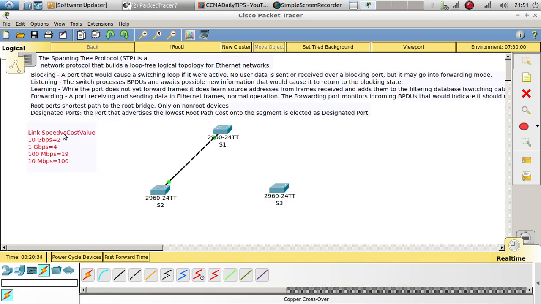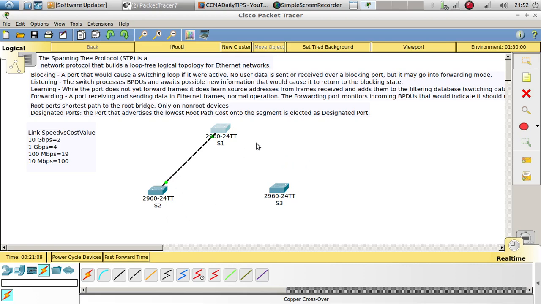And also, let's say that switch 1 is the root bridge. Then this one over here, switch 2, has to come up with the root ports and the designated ports. The root port is the shortest path to the root bridge. So since this is the only link, this link over here is going to be the root port.